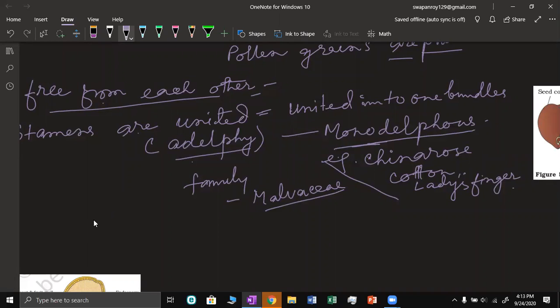Actually, what happened, in China rose, if you see, there is a style, and around the style there is a tube which is known as a staminal tube, and on this the stamens are attached. This tube is made of the stamens united together. This is a staminal tube.